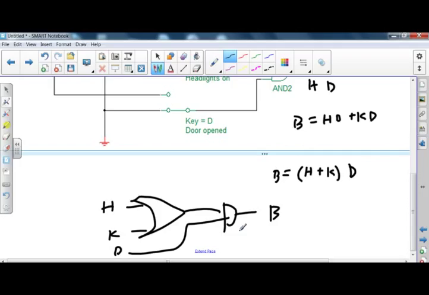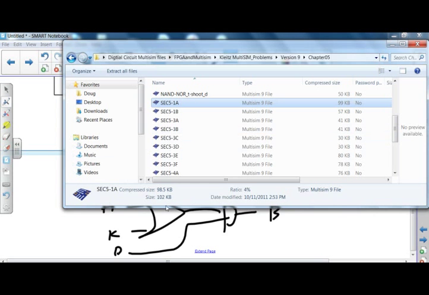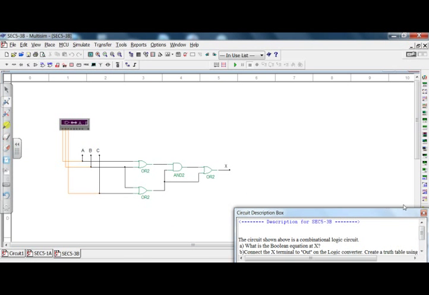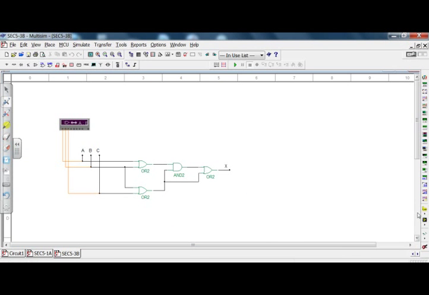Okay, next problem, E5-4. E5-4 says open 5-3B. Okay, this looks interesting. What is the Boolean equation at X?